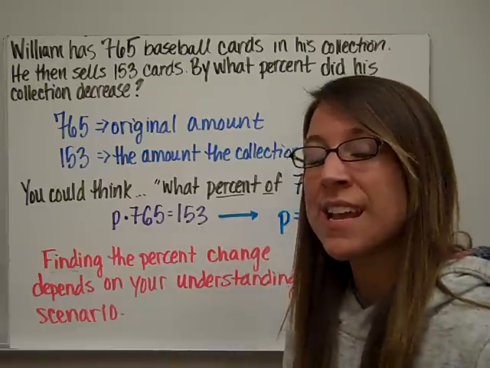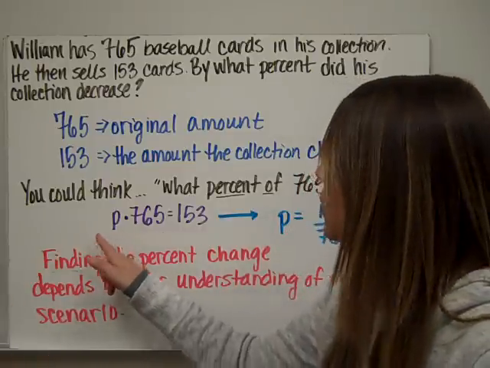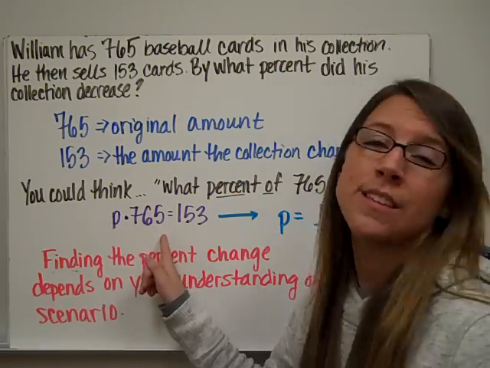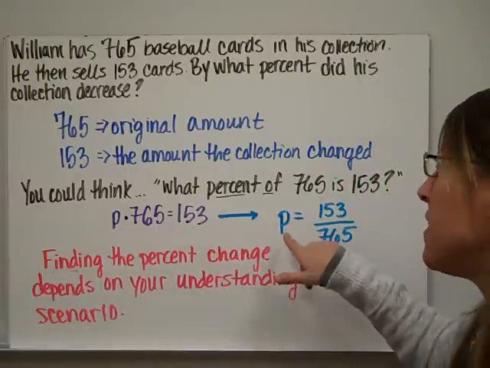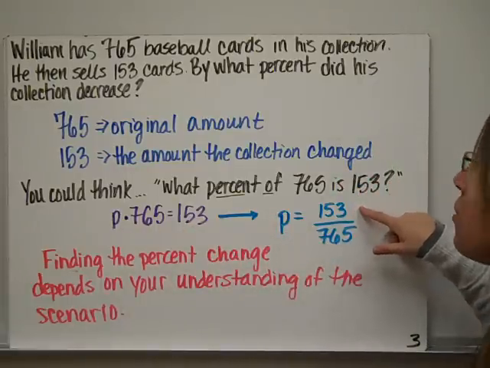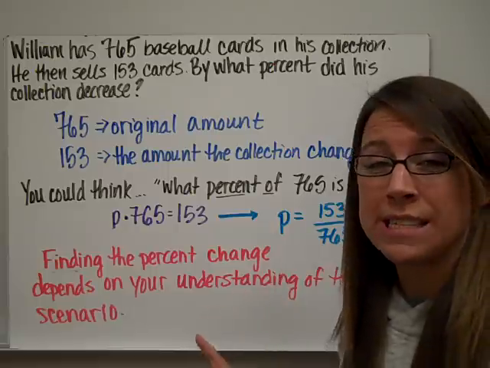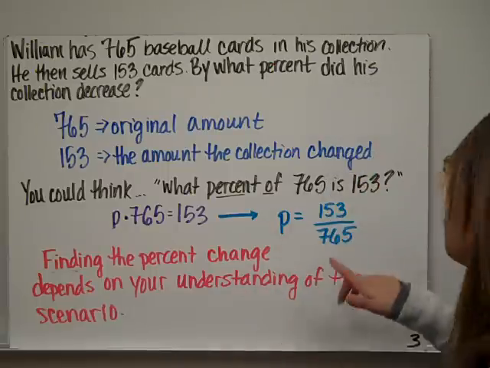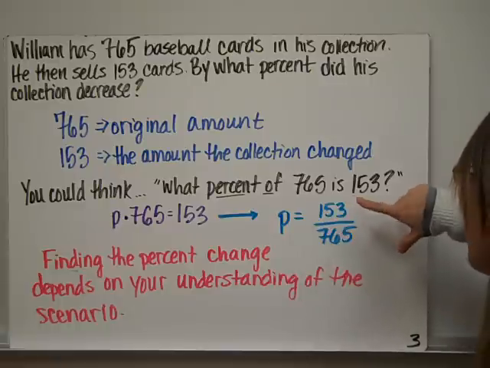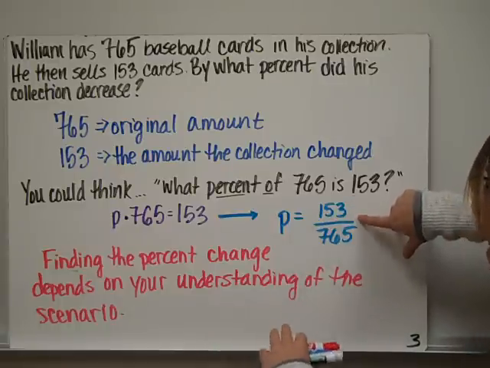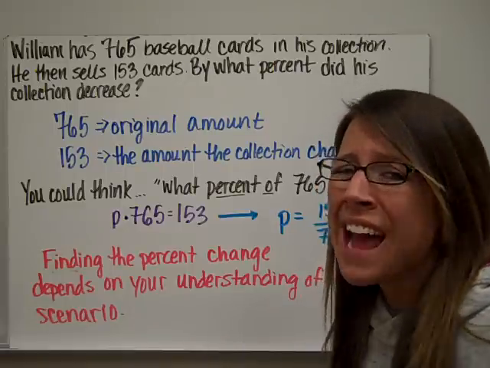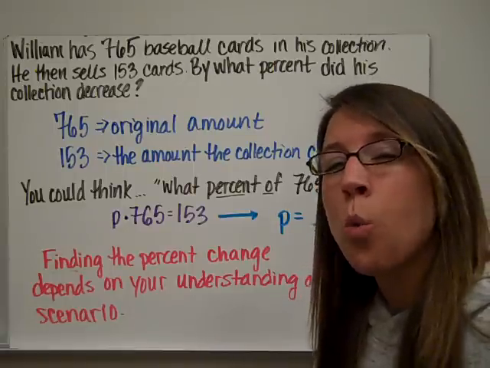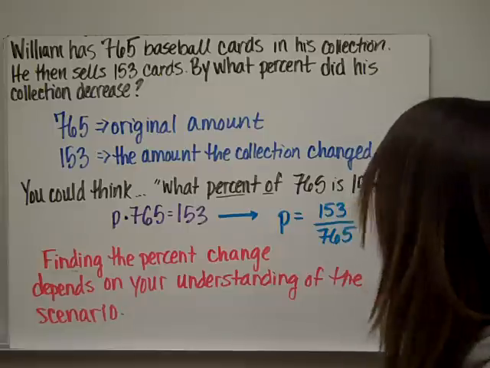But what's interesting is when you solve for the percent, you would divide on both sides by 765, right? So if I divide by 765 on both sides to isolate P, I end up with 153 divided by 765. So the percent change equals the amount change divided by the original amount. It's nice that it works out this way for us, and it actually always will, as long as we know what goes where and why.